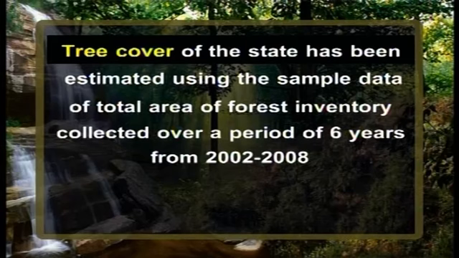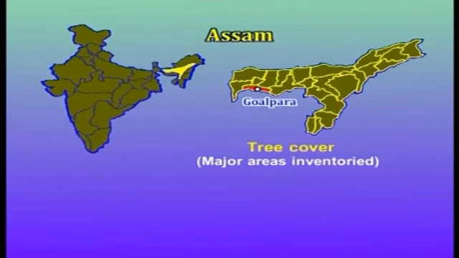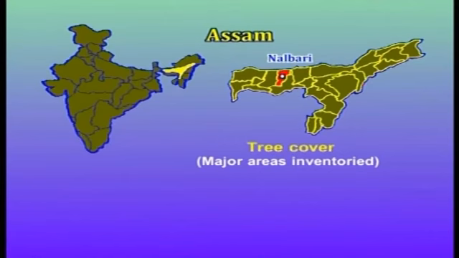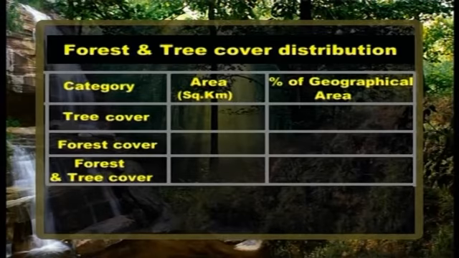Tree cover of the state has been estimated using the sample data of total area of forest inventory collected over a period of 6 years from 2002 to 2008. The 7 districts of the state, Dibrugarh, Goalpara, Hailakandi, Karimganj, Marigaon, Nalbari and Sivasagar, have been the major areas which were inventoried. The forest and tree cover distribution are as follows.